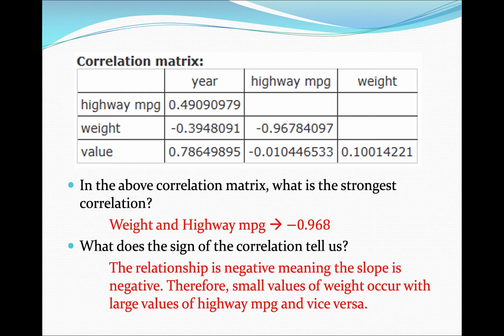Of course, in a positive relationship, small values are going to occur with each other, and then big values are going to occur with each other. But this one is negative. As you increase the weight of a car, it only makes sense that the highway miles per gallon is going to decrease. So that's why we get that negative correlation.